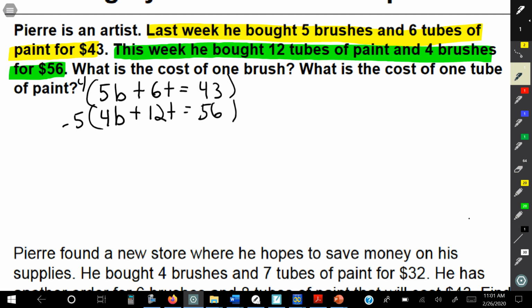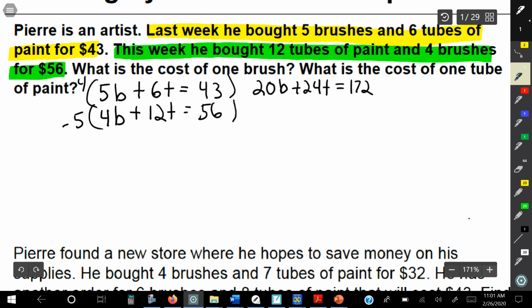Now I'm going to multiply across and I'm going to get 20b plus 24t is equal to 172. Now here I'm going to have negative 20b minus 60t is equal to negative 280.